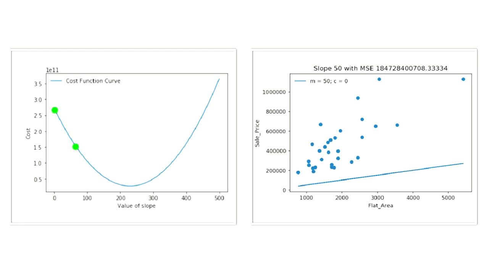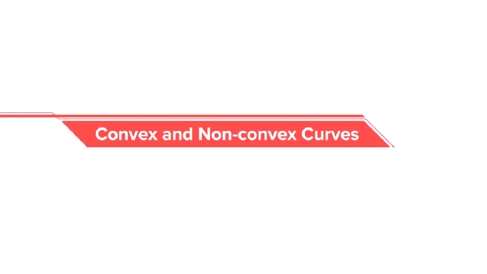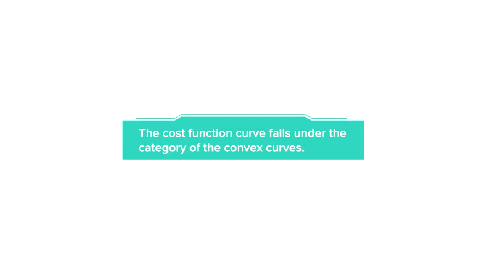Now if we move further on the curve, we can see that the cost keeps on decreasing to a minimum value until a certain value of slope as shown by the red dot. But once we start increasing the slope further than that point, the cost starts to increase again. The cost function curve, which we just saw, falls under the category of convex curves.